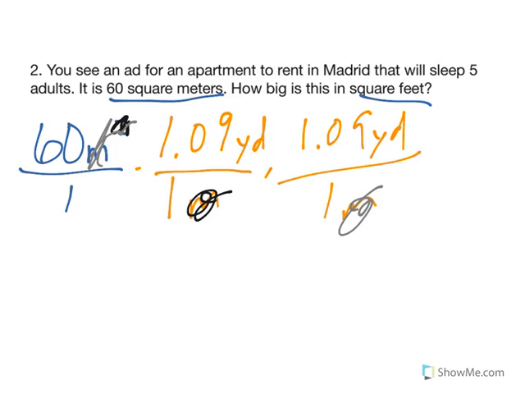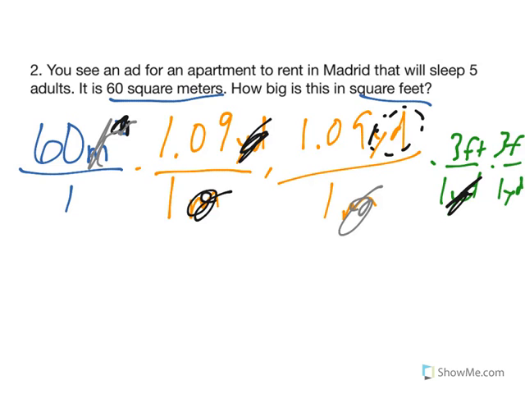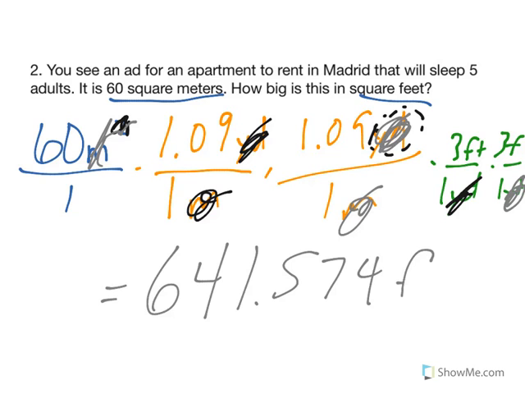I want square feet. So now I can say, I know that 1 yard is 3 feet. That yard gets rid of this yard. Notice I still have a yard right here, so I have to do that foot one again. 3 feet over 1 yard, because now this yard will cancel out with this yard. So you have to do each thing twice. Now all of our big numbers are on the top, so we multiply straight across, and this apartment for rent in Madrid is 641.574 square feet. That seems awfully small, but I guess that's Madrid for you, yeah?